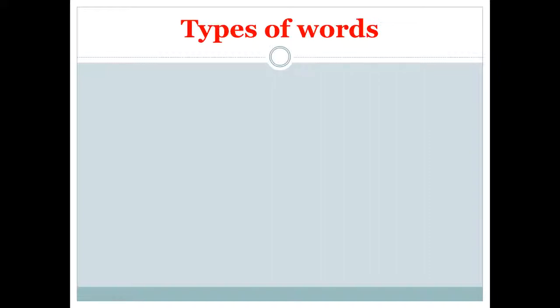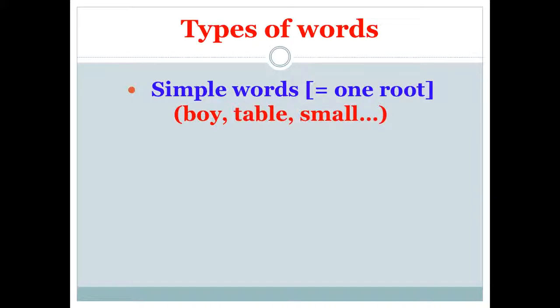Now we move on to types of words. As mentioned above, words are formed by morphemes. Based on the way of word formation, words can be classified into simple, derived, or compound words. Simple words are those consisting of one root. For example, boy, table, small.